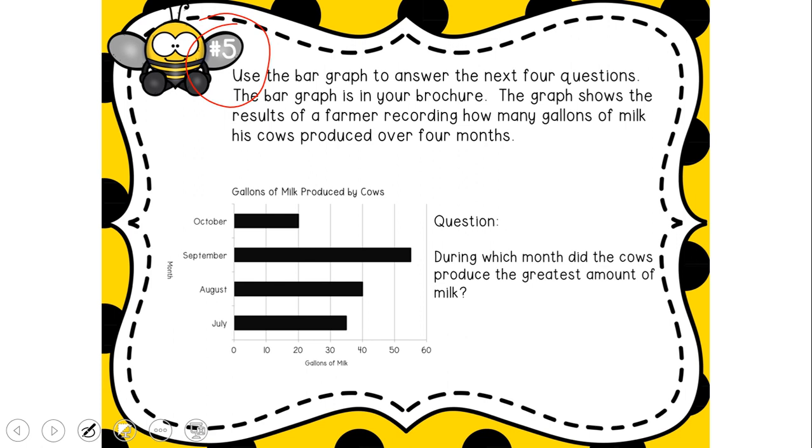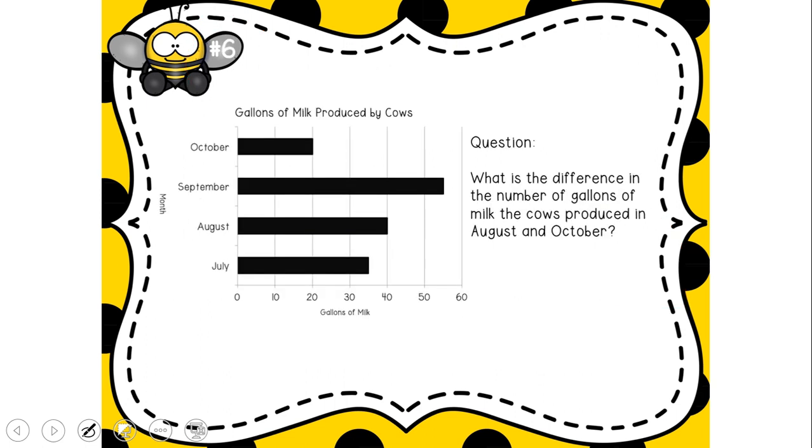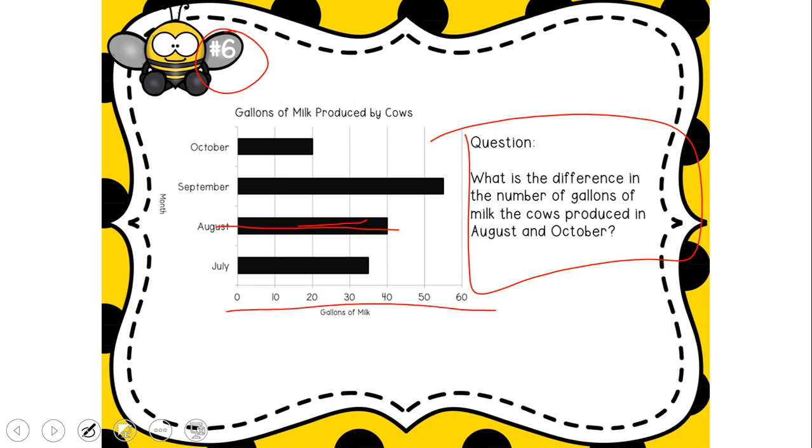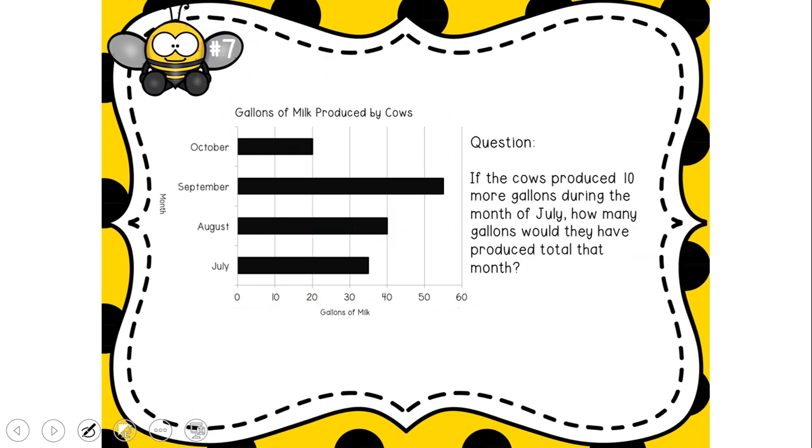Number 5, okay, during which month did the cows produce the most amount of milk? So which one of those lines is the longest? Write the month. And number 6, what is the difference in the number of gallons the cows produce in August and October? So again, you're looking at August, remember, check the scale, and October. So you're looking at the difference between those two numbers. So difference means subtraction, remember? So pause the video, figure that out.